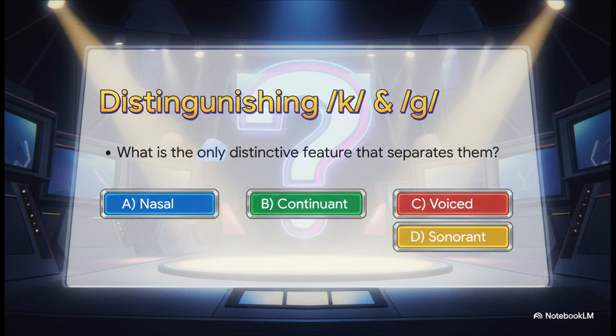All right, next question. I want you to say kite. Now say gate. Feel that? Feel what's happening in the back of your throat. The sounds k and g are super close. But what is that one feature that splits them apart? Is it A, B, C, or D? You've got 5 seconds. Let's see that answer.